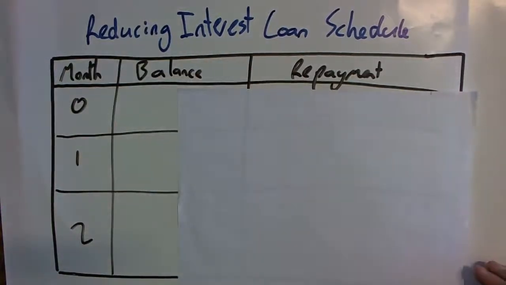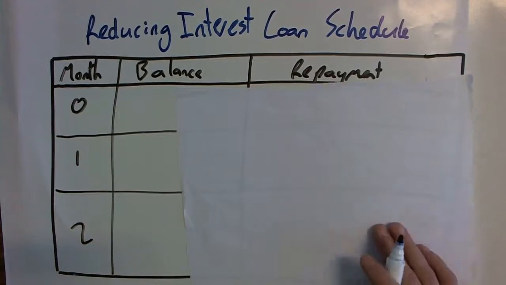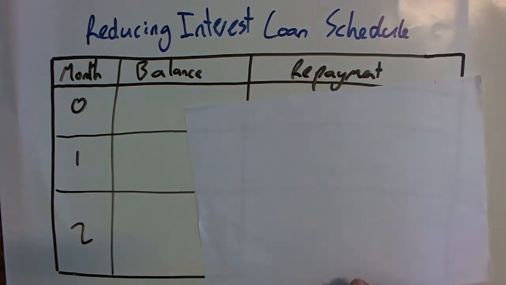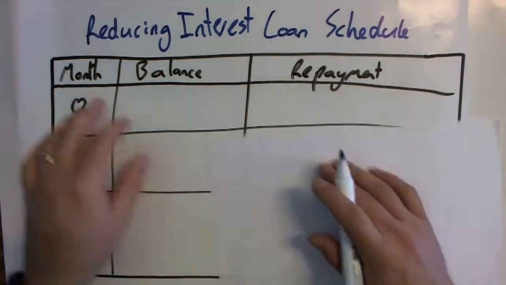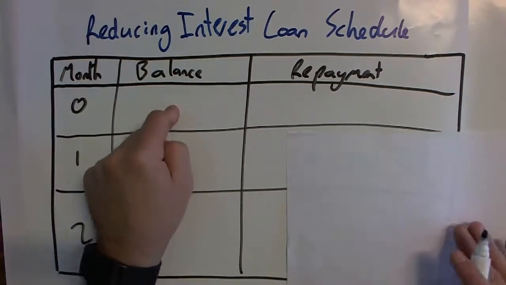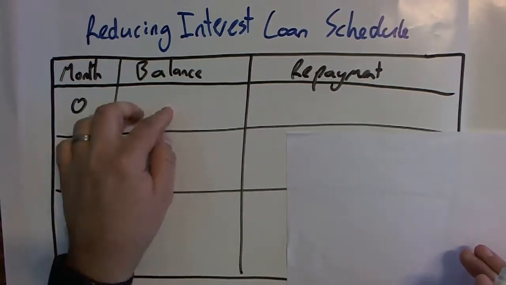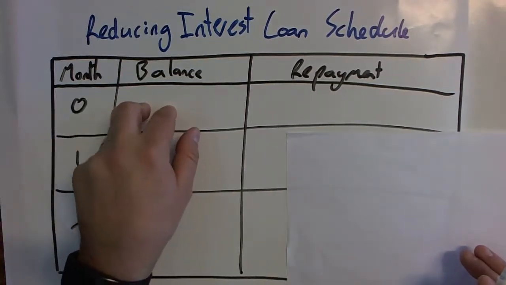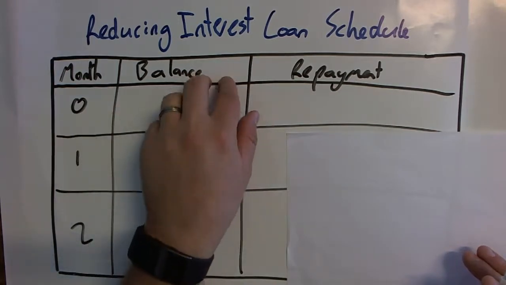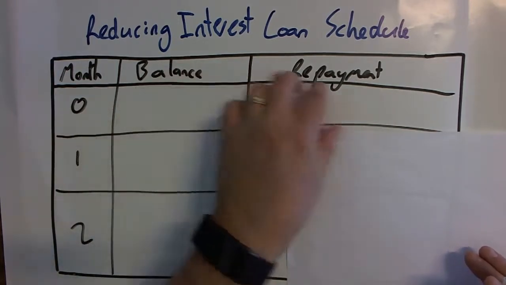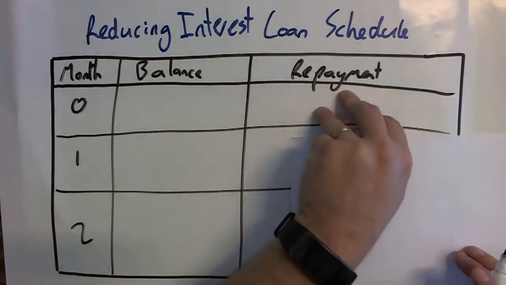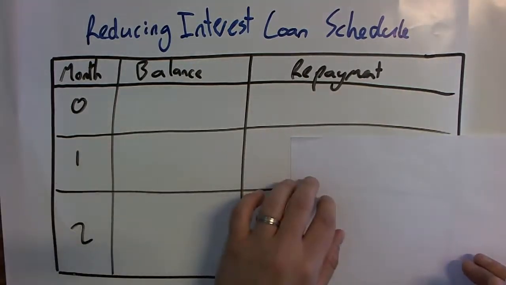Reducing interest loan schedule. I'm going to show you how to make a reducing interest loan schedule. A loan schedule tells you how much you owe the bank after every month. It works out your principal, then works out the interest on that principal, takes away any repayments, and that's how much you owe. And then the cycle goes again.